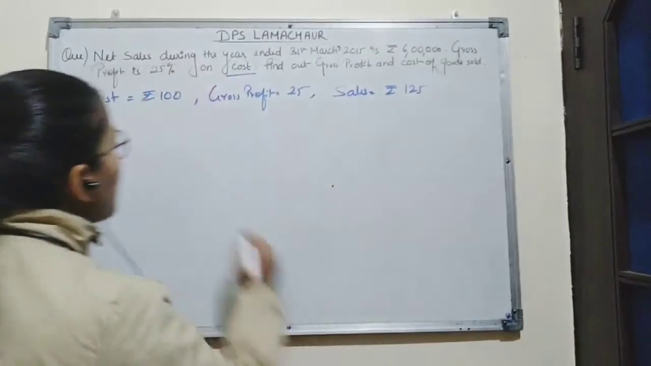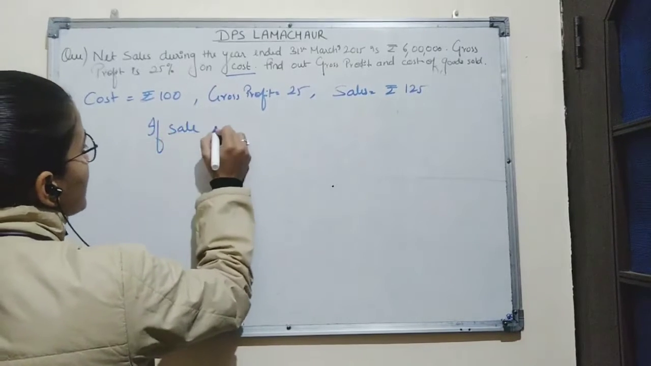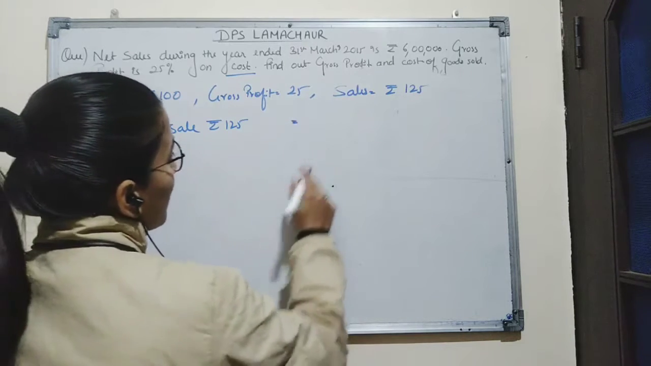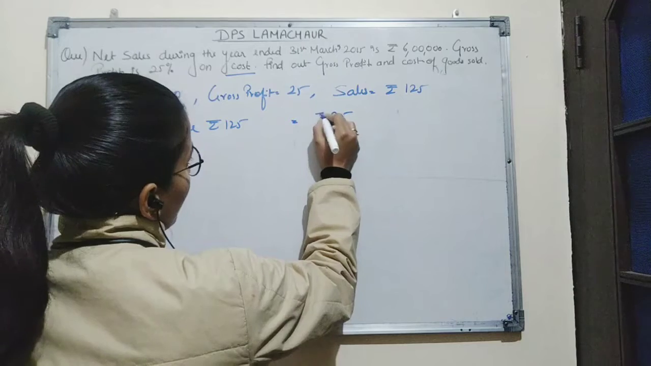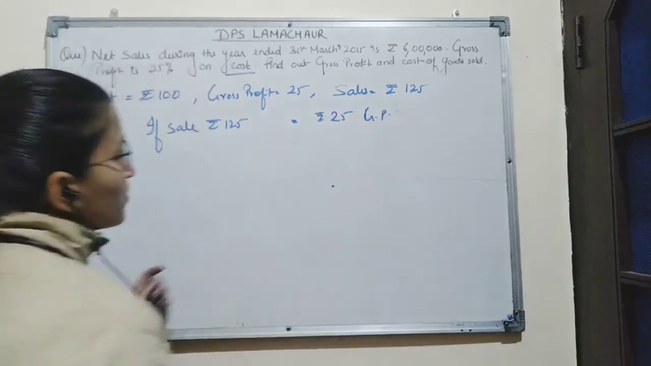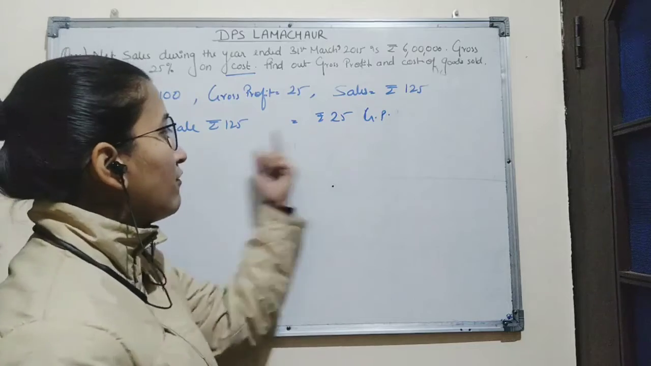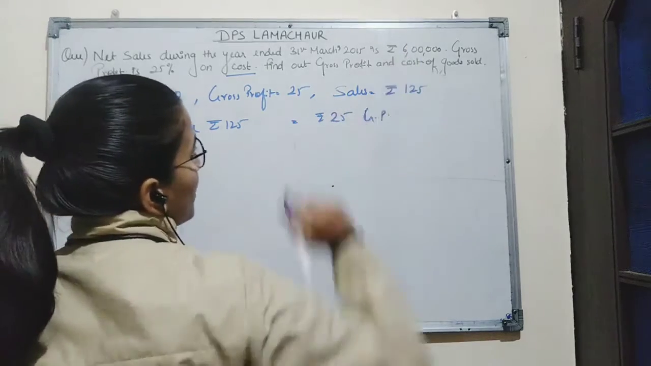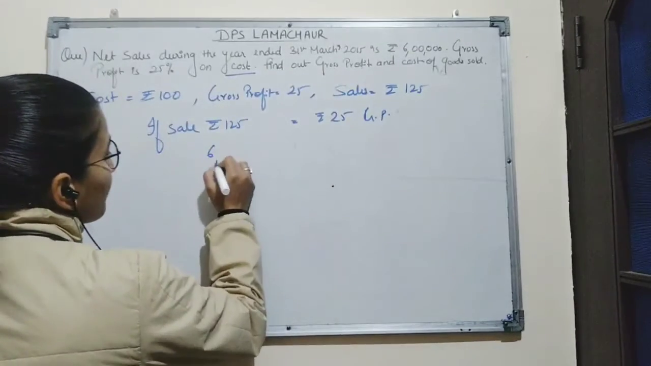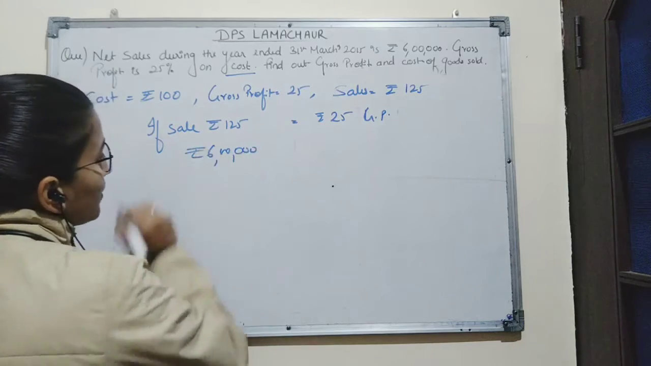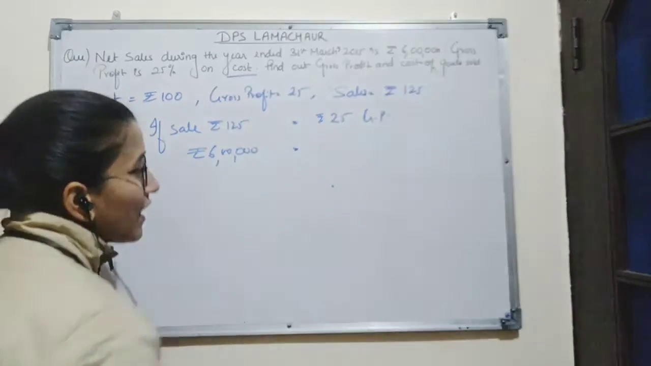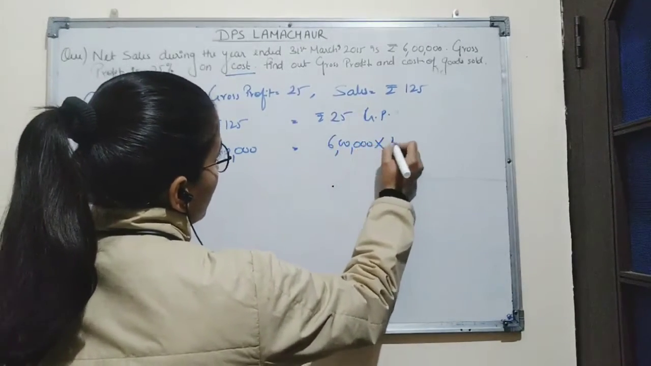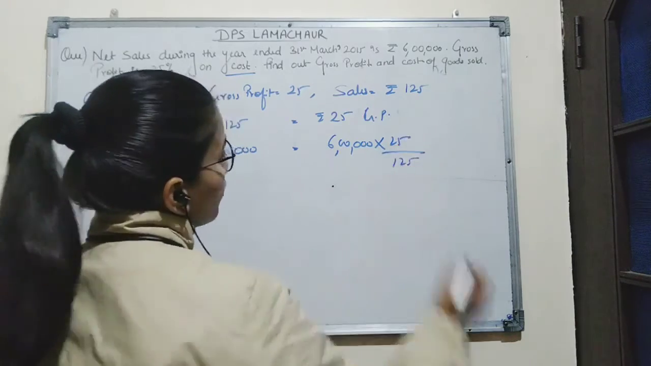Now, on the sale of rupees 125, we are getting a profit of rupees 25. The actual sale amount is rupees 6 lakh. On the sale of rupees 6 lakh, we will get the gross profit as 6 lakh multiplied by 25 divided by 125.